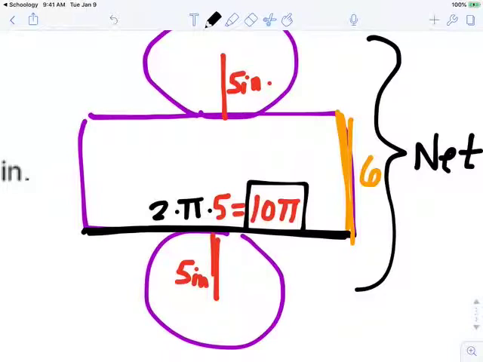So whenever we do that, don't put it in the calculator. I don't care about a decimal. Just use pi.